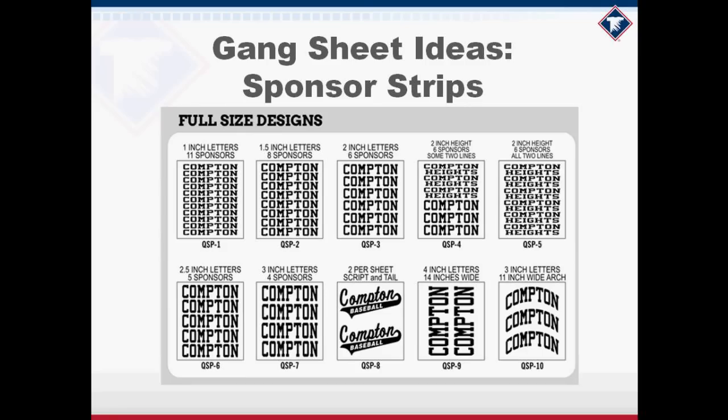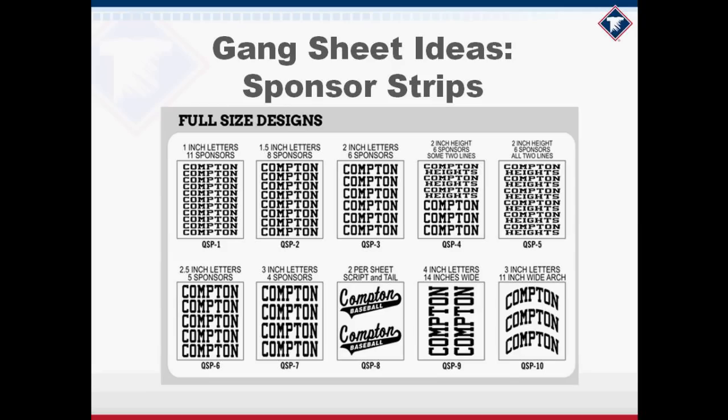Now, I can honestly say the most popular one of these sponsor sheets when baseball time rolls around, at least in my opinion, the one that I see all the time, is that QSP8 at the bottom middle there, the 2 script and tail designs on the same piece of paper. That's perfect. We see those all day, every day during baseball season because it's perfect. You can do that script and tail design that every baseball team knows and loves because it is that old baseball standby. You can fit 2 of them on a sheet.